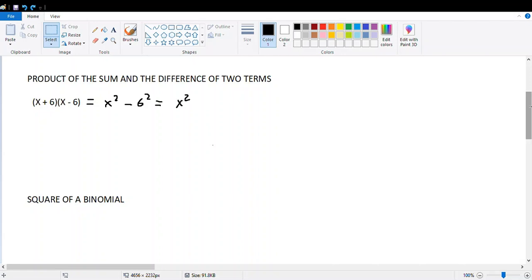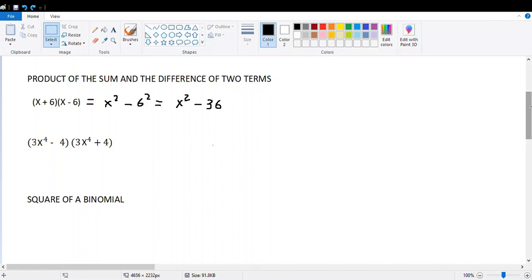x squared, of course, is going to be x squared, but 6 squared, we can solve that operation. Then the final answer is going to be x squared, of course, there is nothing that we can do with x squared, minus, of course, 6 squared is 36. Then this is the final answer: x squared minus 36.